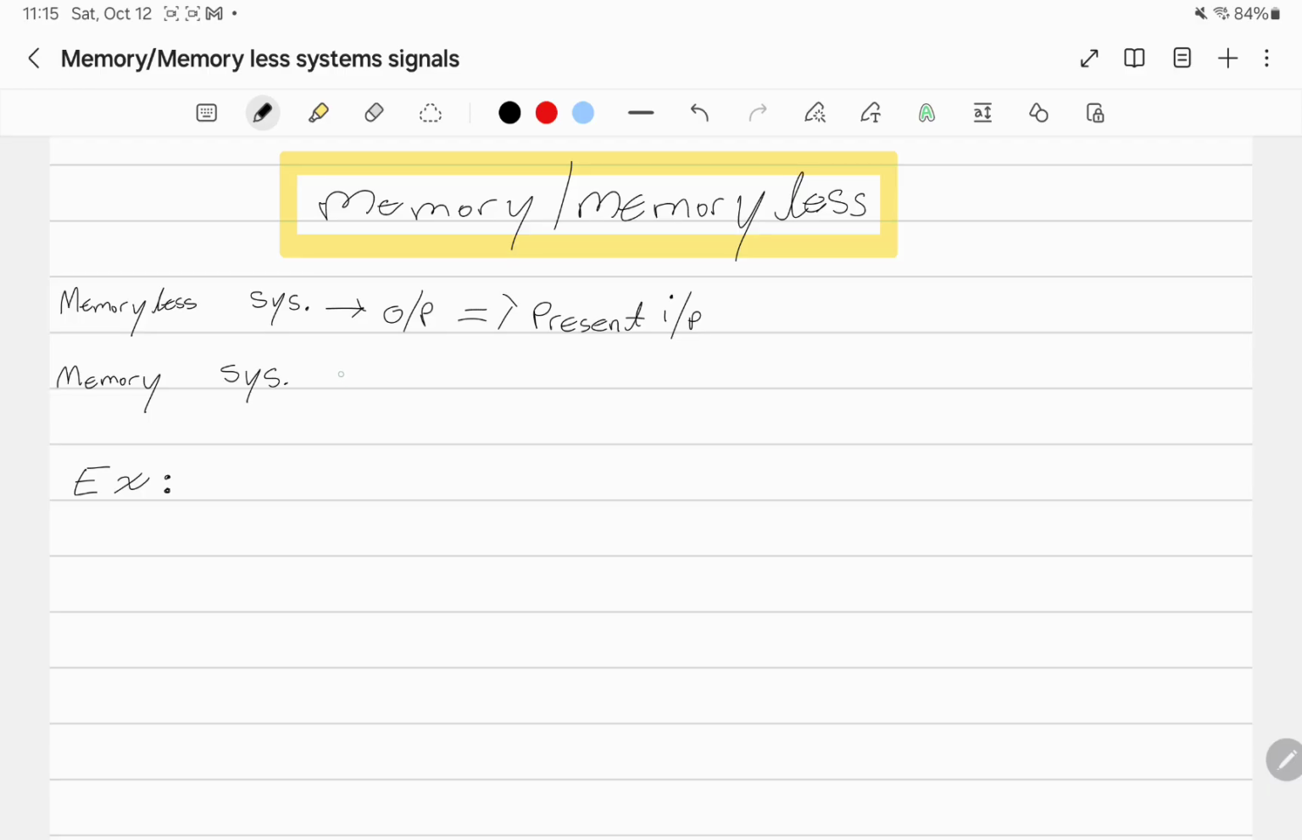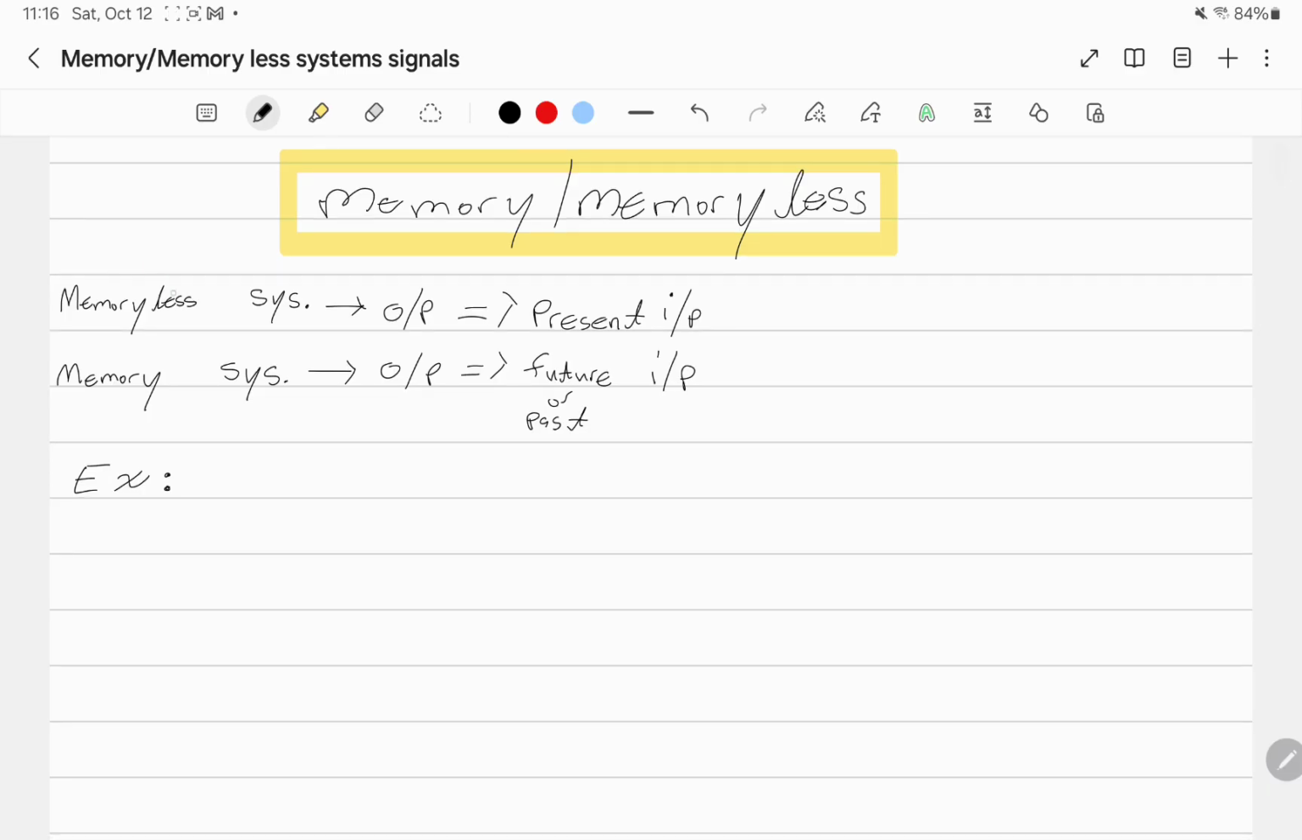And for memory, a system with memory, its output depends on the future or past values of its input. Future or past values of its input. And sometimes people call this static for memoryless, and some people call memory dynamic.